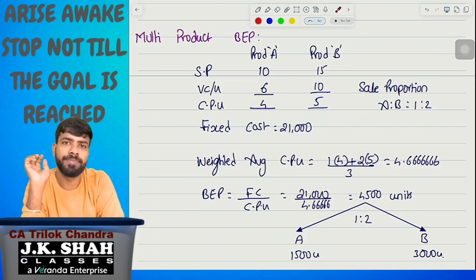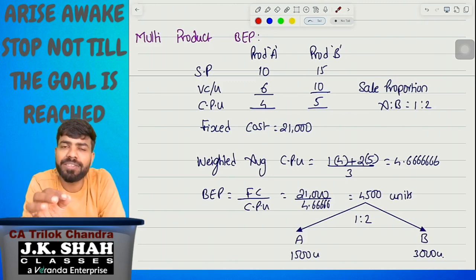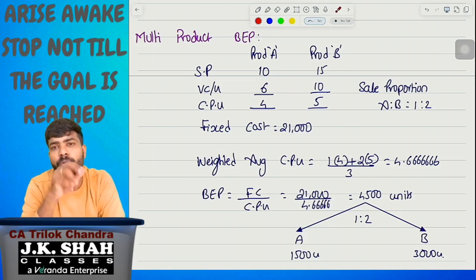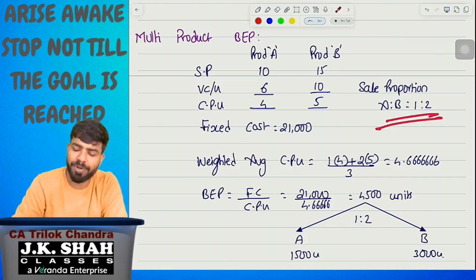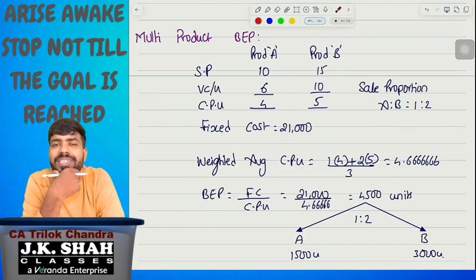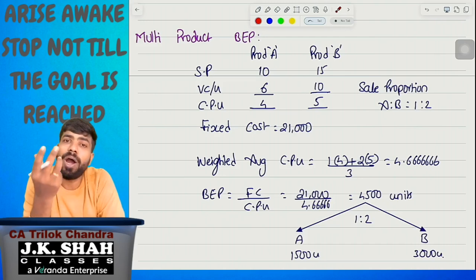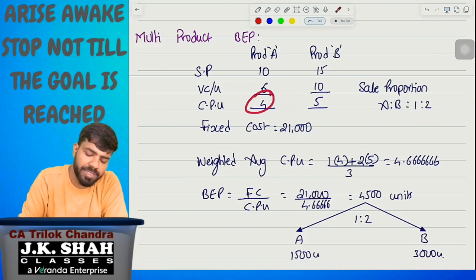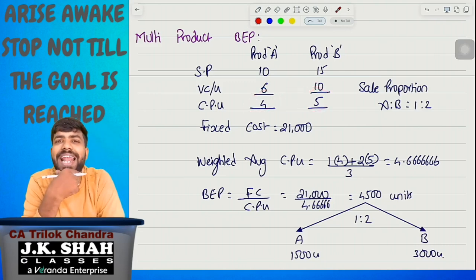Multi-product break-even point. Very important thing is that first we need to assess the sales mix proportion of A and B. What is the sales mix proportion? As I took the example, 1:2. 1:2 is the sales mix proportion. Now what we need to do: the confusing thing is that here we have contribution per unit of 4 rupees and 5 rupees. 21,000 should be divided by 4 or 5, which means we have to take the average. What average? Weighted average. Weighted average contribution per unit. We will be calling it the weighted average contribution per unit.